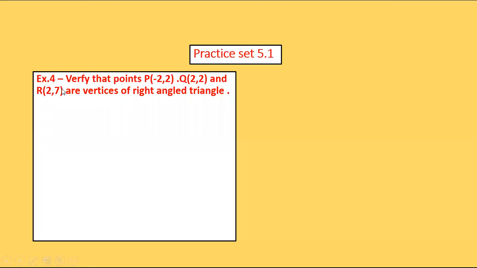Problem number 4 in practice set 5.1. Verify that points P(-2, 2), Q(2, 2) and R(2, 7) are vertices of a right angle triangle.